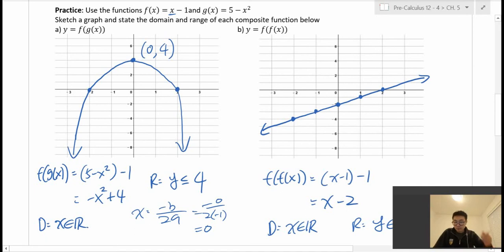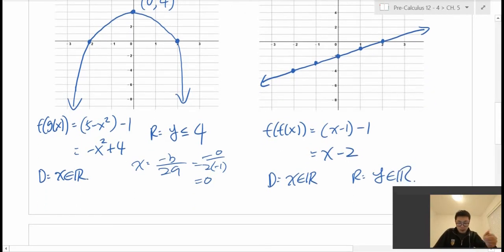Okay, so that's part A. For part B, f of f, so what you do is the same thing. You put f of x into the function itself. So you get x minus 1 and then minus 1. So you get x minus 2. This is simply a linear function.